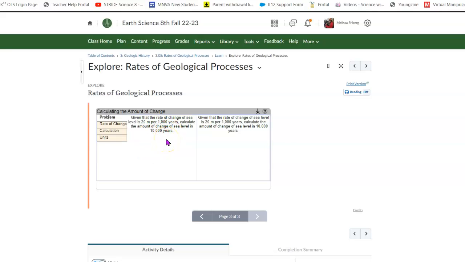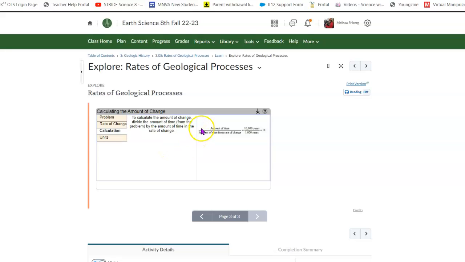Given the rate of change of sea level is 20 meters per 1,000 years, we need to calculate the amount of change in sea level in 10,000 years. In order to find the amount of change in this time period, we need to know the rate of change and the amount of time. The rate of change is presented by the amount of change per unit of time, which is 20 meters per 1,000 years.